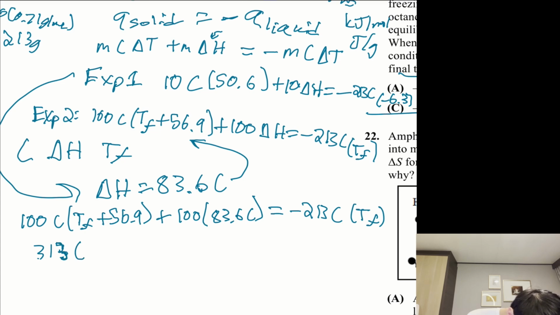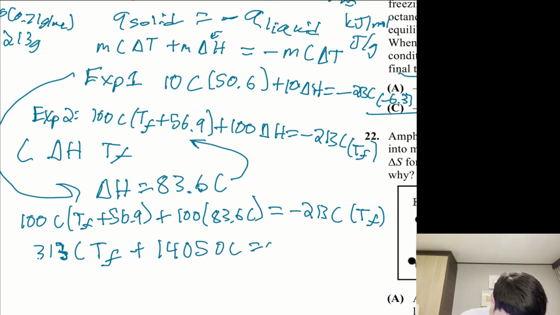313C times TF is equal, plus 14050. C is equal to 0. And again, as we expected, we can't fully solve this because we have still 2 variables and only 1 equation.